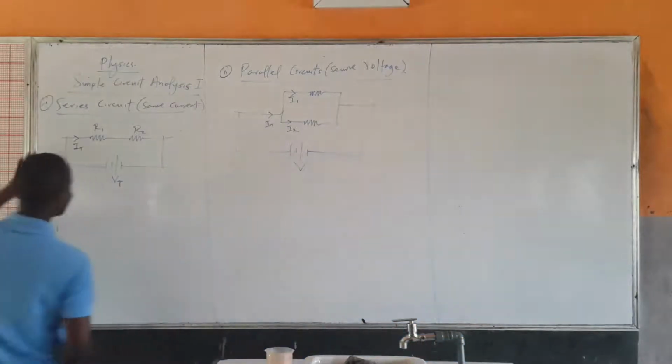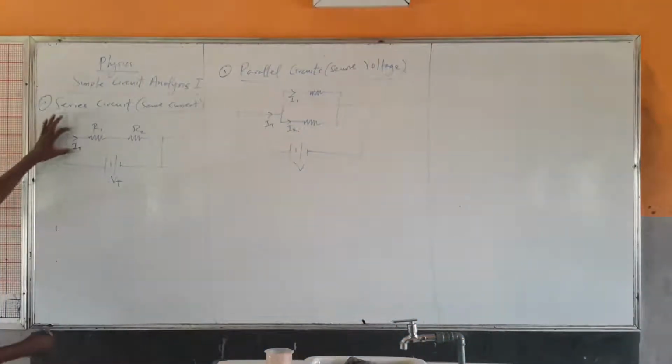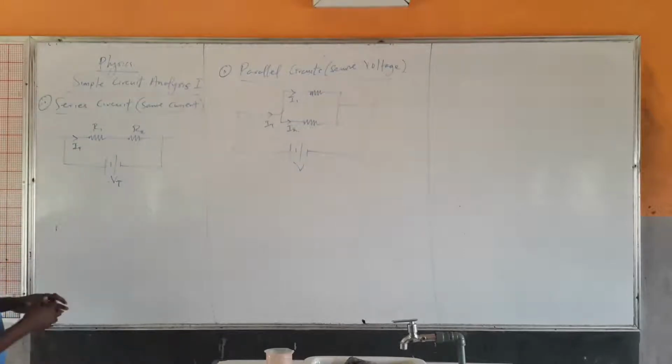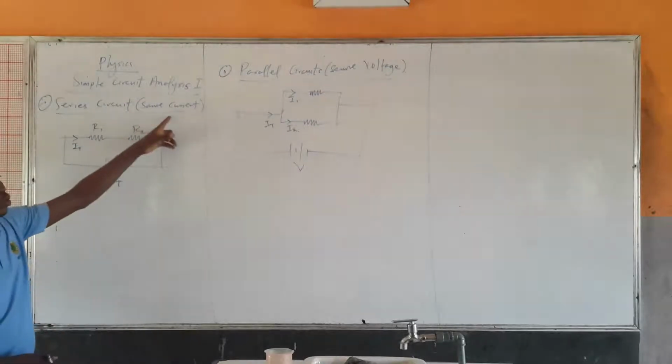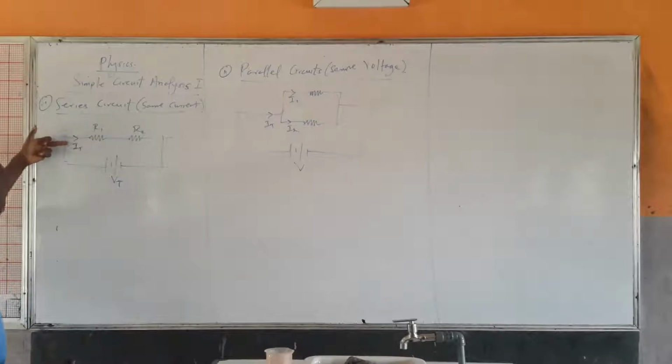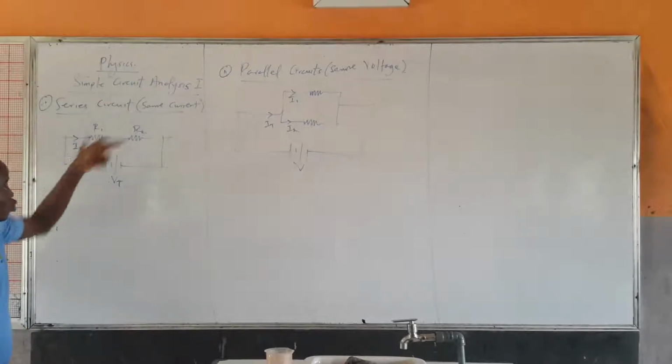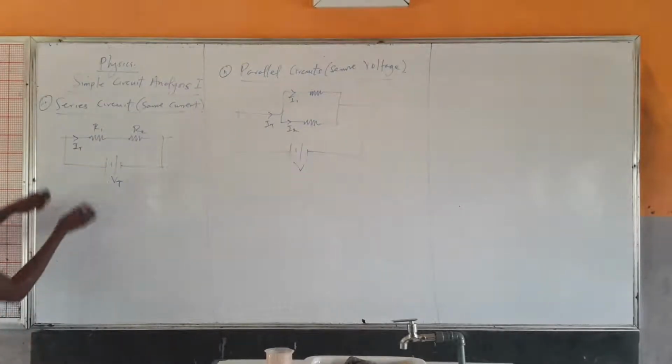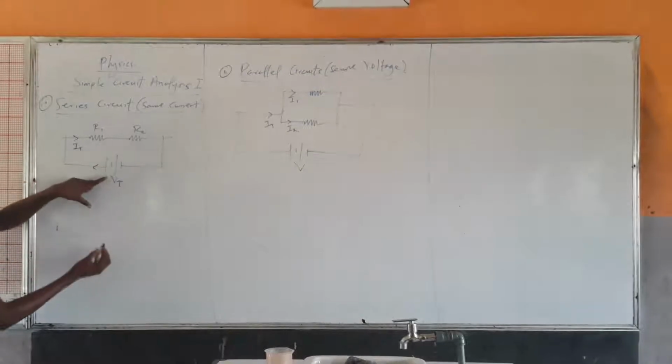Okay, so if you have a circuit where you have a series connection of two resistors, definitely the same current will be moving through the circuit. You can see that the same current, I total, is moving through the two resistors, and the current is actually coming from the voltage source.